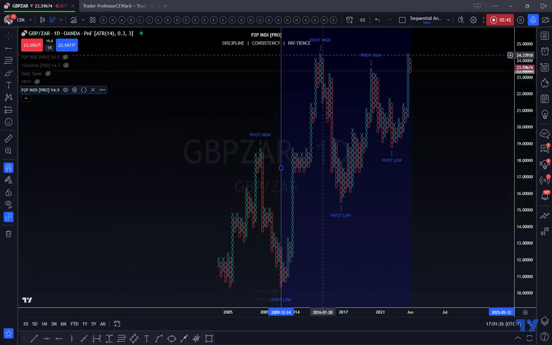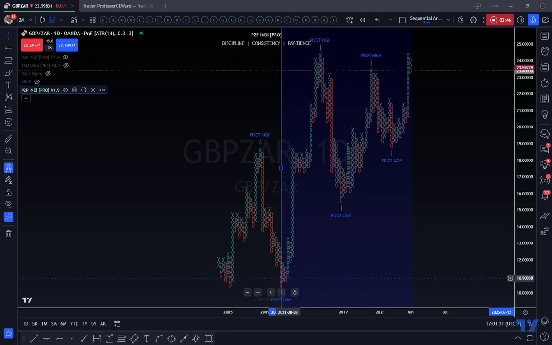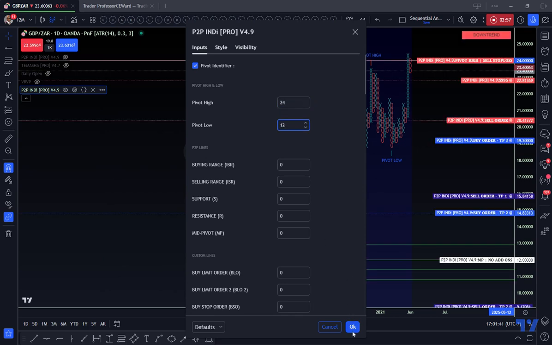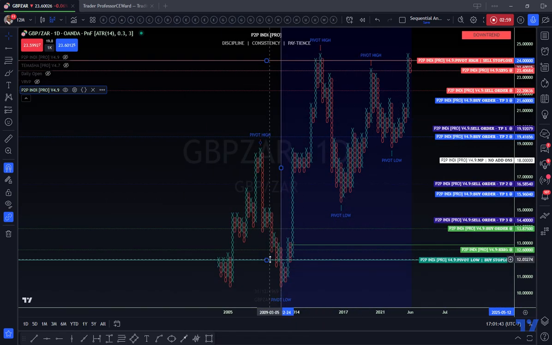So what I noticed is that when I got to the 1 day, this is the highest pivot I have, and this is the lowest one. So we're going to use those two areas. I have 24 and 12. I'm just going to use those as my pivot high, 24, 12, just to put it on the chart real quick.